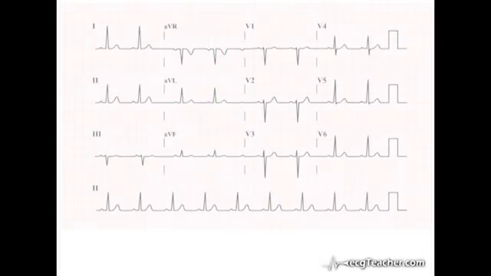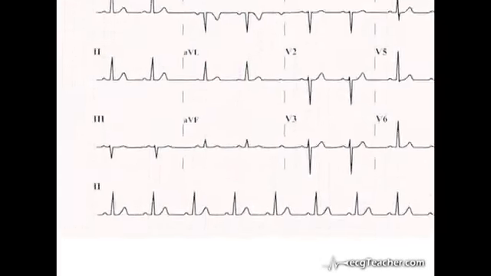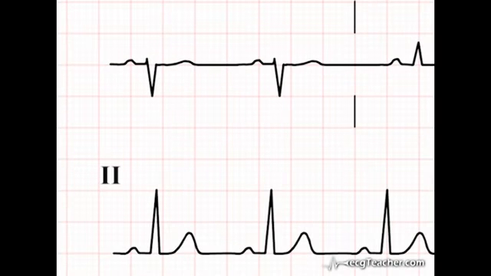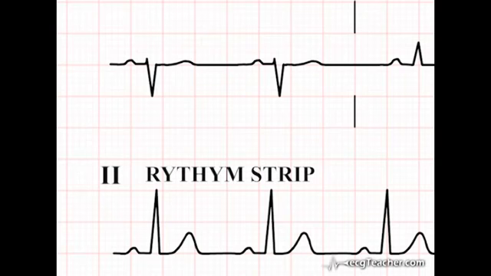If you look at the bottom of the ECG readout, you will see a long run of recording from lead 2. This is called the rhythm strip.